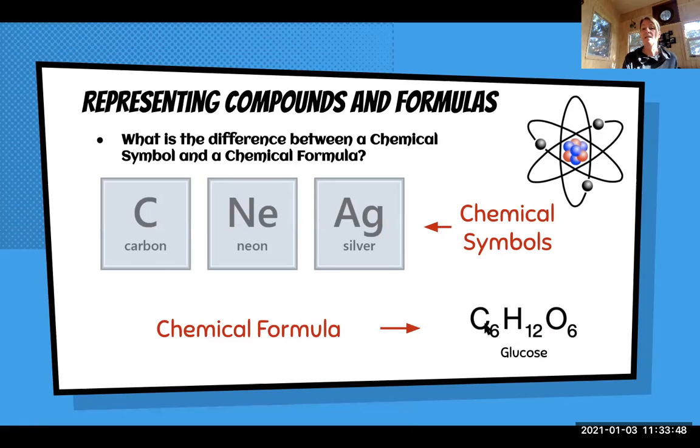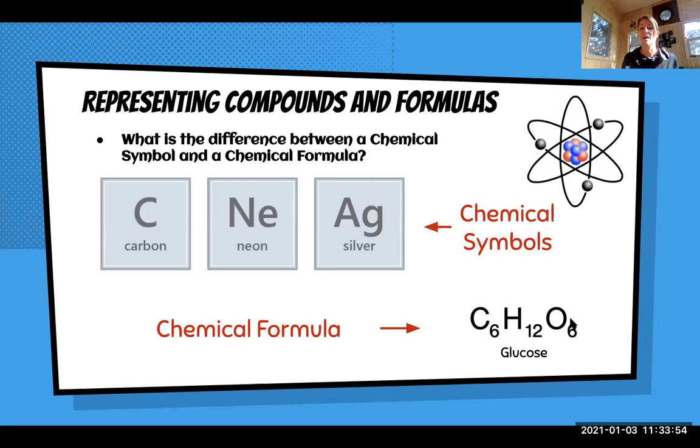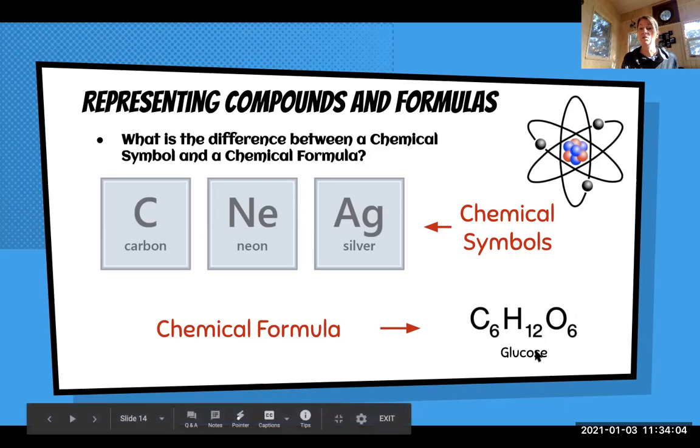And then this is the chemical formula for glucose. So the C is carbon, and the 6 tells me that there are 6 carbon atoms in this molecule. And the H is hydrogen, and it has 12, and O is for oxygen, and there are 6. So this is the molecule for glucose, and this is the chemical formula for glucose, which has 6 carbons, 12 hydrogens, and 6 oxygens.